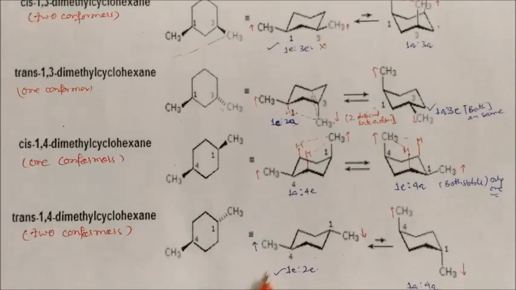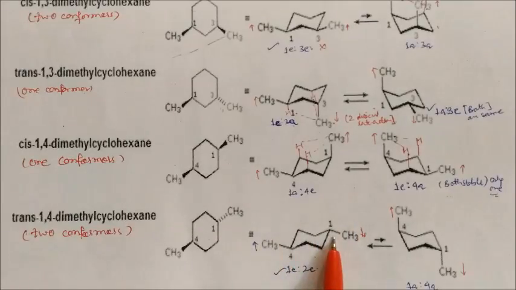So one is up, one is down. This is the one up, one down: 1E, 4E. Similarly, if you ring flip it, on flipping this equatorial will convert to axial, and this equatorial is converted to axial again. So again, both are up and down: 1A and 4A. So definitely the diequatorial form is more stable because there is no diaxial interaction.